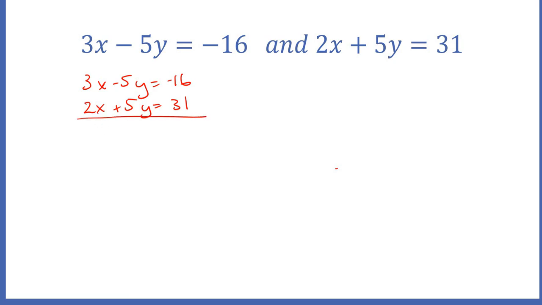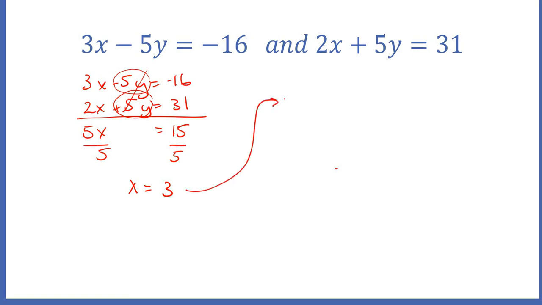So now I'm going to add these equations together. 3x plus 2x is 5x. Negative 5y and positive 5y become 0. And negative 16 plus 31 is 15. Now I have a fairly simple one variable equation. Divide both sides by 5 and I get x equals 3. So then the fourth step says now take the value of this and substitute it into one of the equations. It doesn't matter which one we pick.